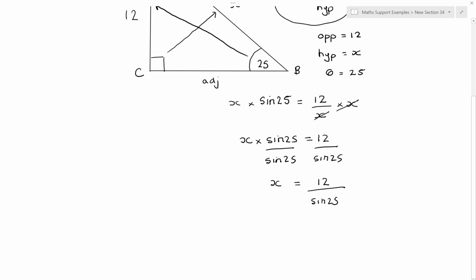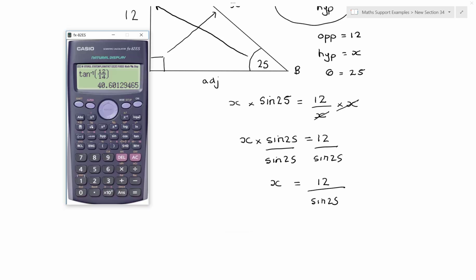Now I need to use my calculator to work this value out. So I want to put in a fraction. I put 12 in for my numerator, press down to get to my denominator, and then I want to write in sine of 25, so I press sine 25 and close bracket, and then press equals. So I see that x is equal to 28.39.